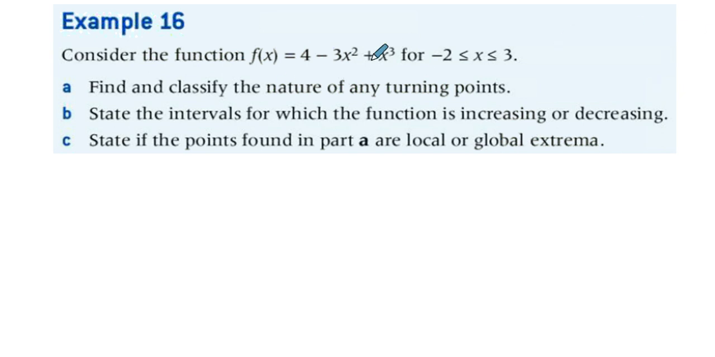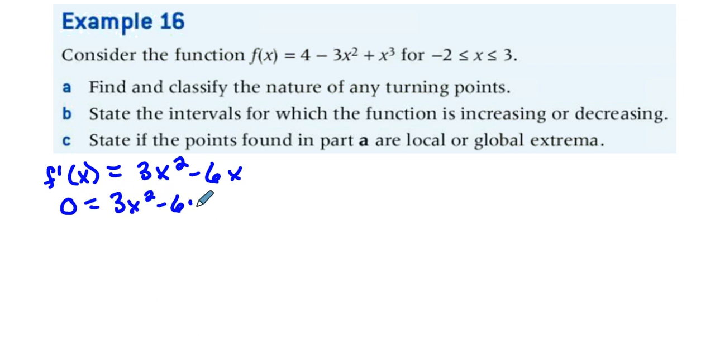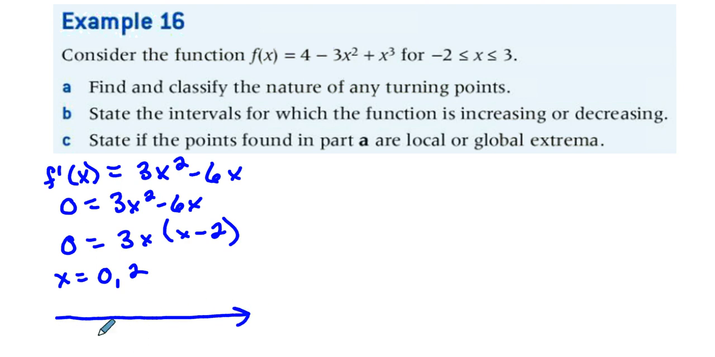Okay, so if we're going to start this, what is the first thing you're going to do? Take the derivative. And now that we have the derivative, what are you going to do with the derivative? Set it equal to 0. And you're going to factor it. Good. Greatest common factor. 3x. Good. So where are my turning points? At x equals 0 and 2. Good. Do your sign diagram.